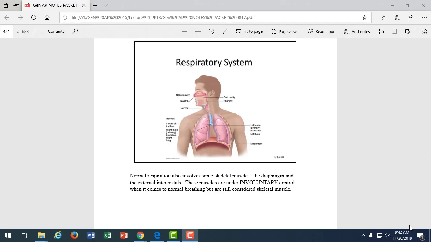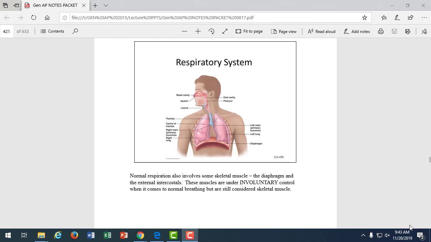All right, we move on now to the respiratory system. And this system is really a partner with the cardiovascular system, if you think about it, because the job of the cardiovascular system is to deliver oxygenated blood to the body and deoxygenated blood to the lungs. So the lungs are responsible for oxygenating the blood, right?